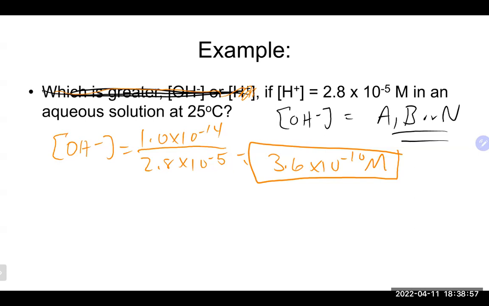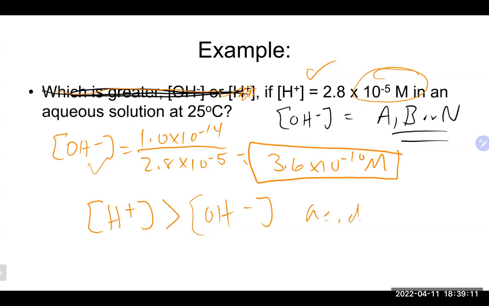At this point, in comparison of our OH minus to our H plus concentration, we see that the H plus concentration is larger in this case, meaning that this solution should be acidic. Any questions on that one there? Any question? Yeah.